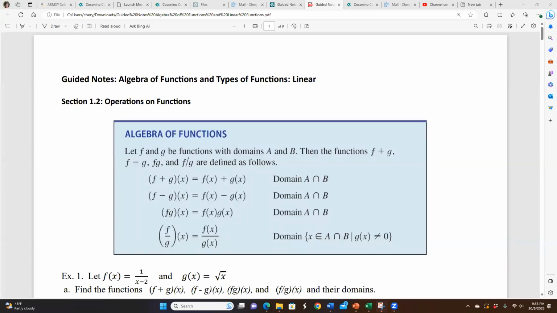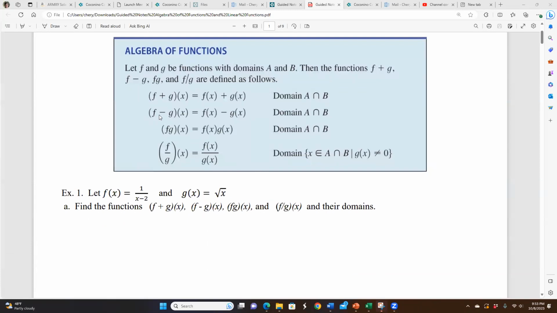In this video, we are going to look at more on functions. Here, we're starting with the algebra of functions. So we can add, subtract, multiply, and divide functions just as you think we typically would. We also will be looking at their domains.